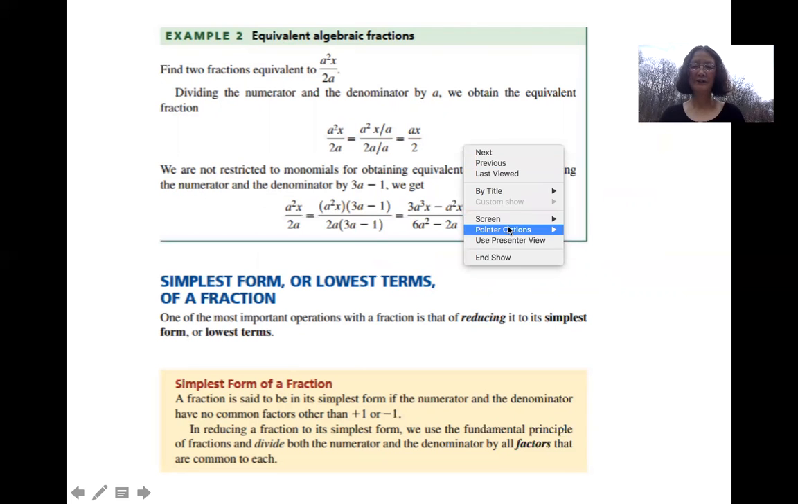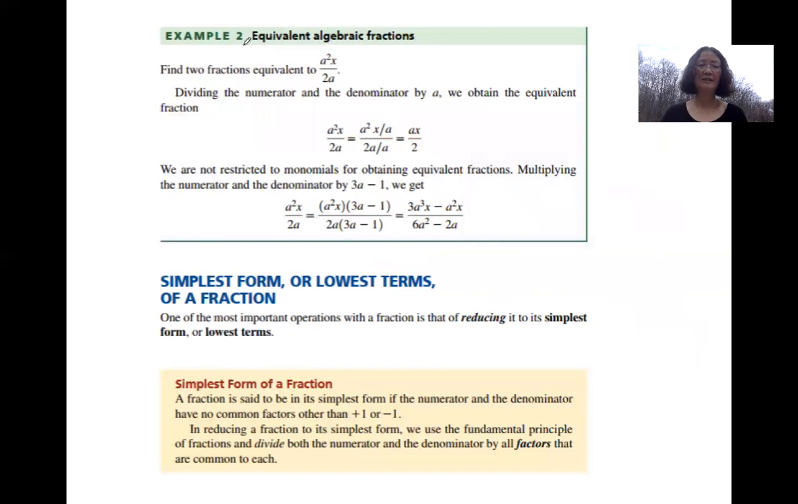Now let's look at some examples. Equivalent algebraic fractions. Find the two fractions equivalent to this fraction. To find equivalent fractions, because we observe the numerator has a, and the denominator also has a, we can divide a from both numerator and denominator. So numerator divided by a, denominator divided by a, and we get this fraction. This is equivalent to the original fraction. Okay.